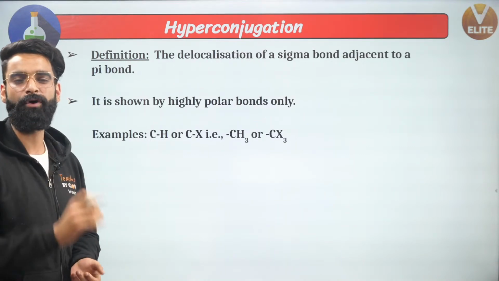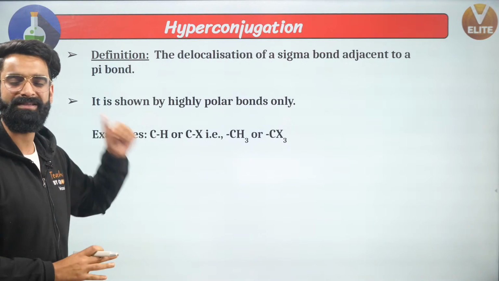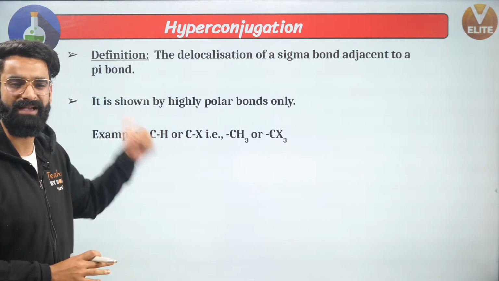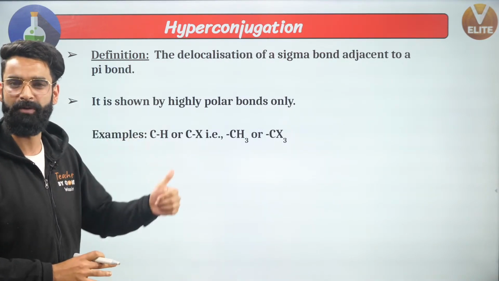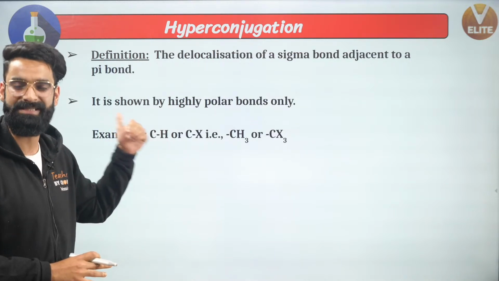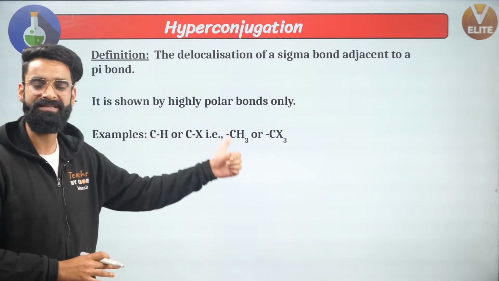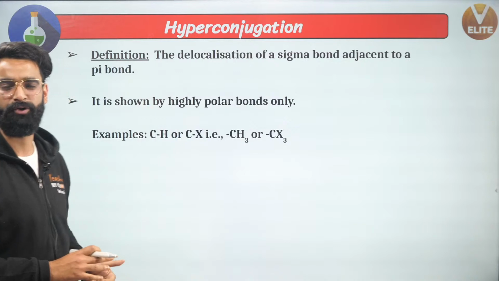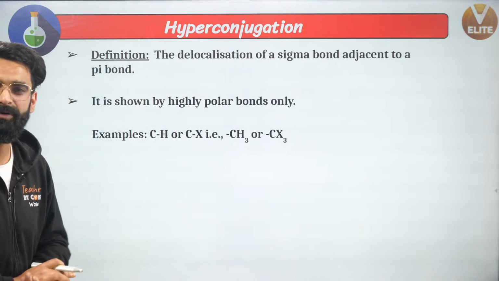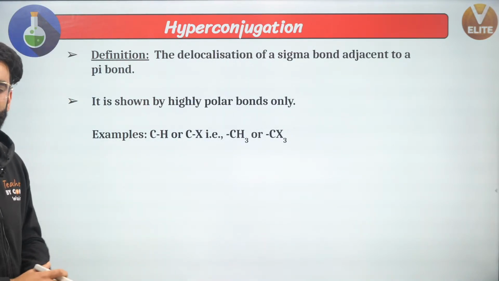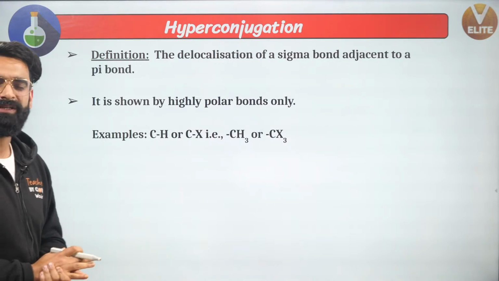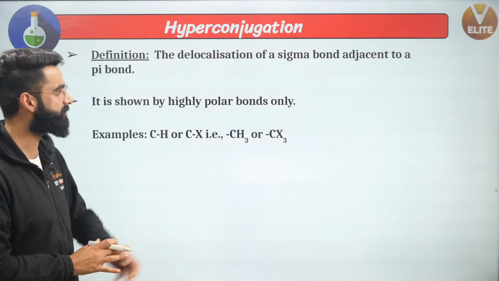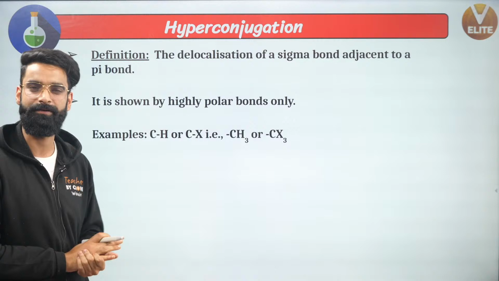So the first thing I want you to take note of, which is important: hyperconjugation is shown by highly polar bonds like the CH bond and the CX bond. That's why CH3 and CX3 are the groups which are going to show hyperconjugation. Now let's get into detail of what hyperconjugation is all about. Let's talk about its definition in detail.